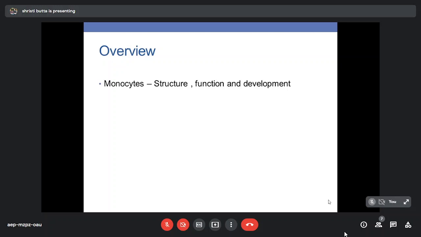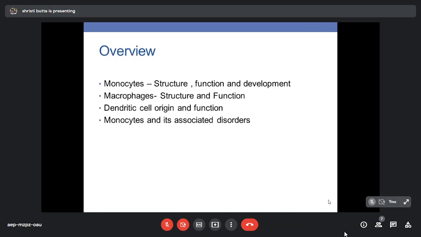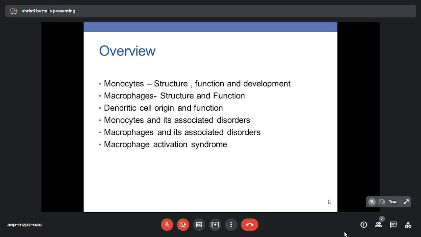Monocyte structure, function, and development will be discussed in the subsequent slides. Followed by that, we'll have macrophages, dendritic cells, monocytes and its associated disorders, macrophages and its associated disorders. Macrophage activation syndrome will be given a little bit more stress, and then we'll have some key takeaways. So let's just move on.